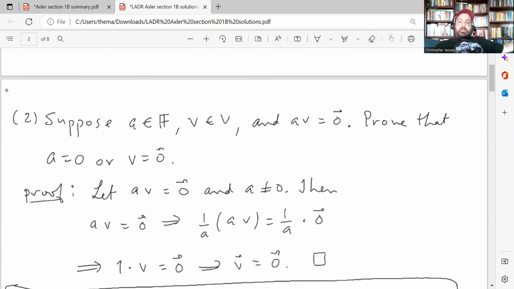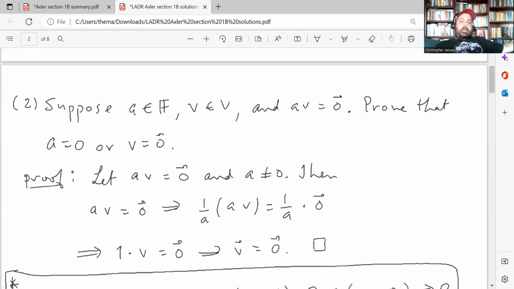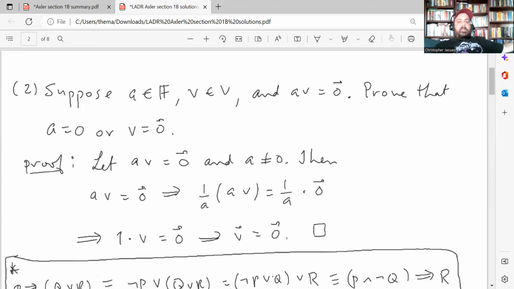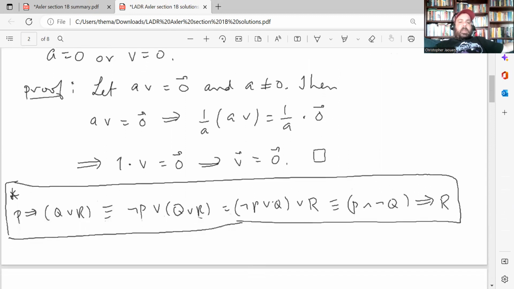All right, question number 2 says suppose that a is an element of your scalar field, and v is an arbitrary vector in V, and that a times v, the scalar multiplication of a with v, is equal to the 0 vector. They want us to prove that either a is 0 or v is 0. This is another one that we proved in another video, but I'll do it again here. In order to prove this one, I'm using this fact from logic.